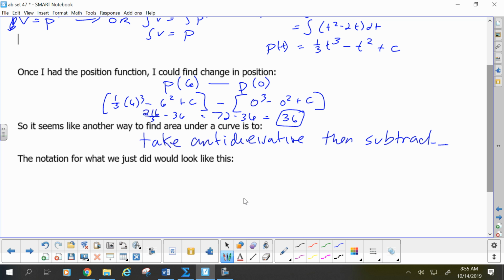Now, the notation for that would look something like this. We took the antiderivative of velocity, and that's an indefinite integral. But because we wanted to talk about a definite time frame, instead of an indefinite integral, we actually used endpoints. And that's what makes it a definite integral. You could think of this as representing the area under the V curve from t equals 0 to t equals 6.